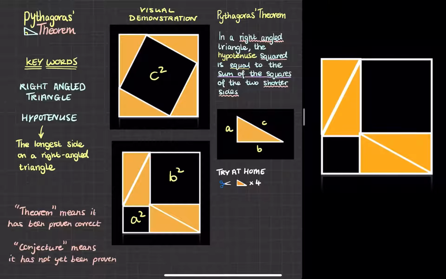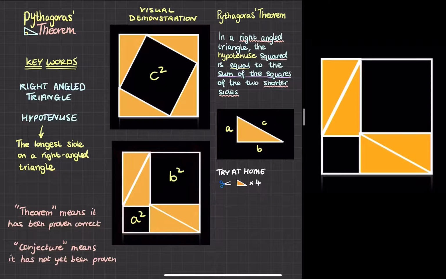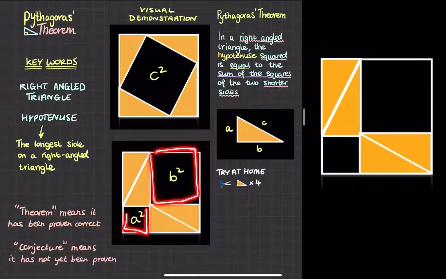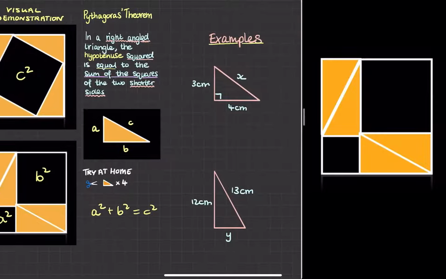And actually, inside this shape here, and inside this shape here, when we moved those triangles around, the amount of empty space should have stayed the same, shouldn't it? So we know that these two added together are equal to this one. So sometimes you'll see Pythagoras' theorem written as a squared plus b squared equals c squared. But what we're really saying is that the sum of the squares of the 2 shorter sides is equal to the square of the longer side. So let's have a look at a quick example, or a couple of quick examples.